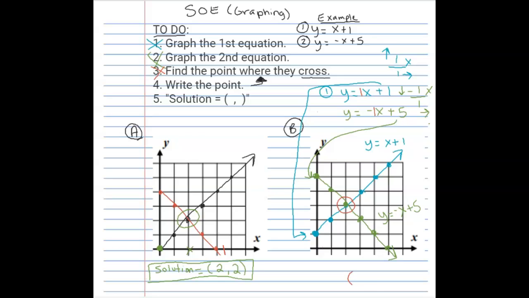So we're going to start at the origin. I'm going to go right 1, 2. Then I'm going to go up 1, 2, 3. That's our point. So you need to make sure that you can do step 5, and then that's it. If you need anything else, please let me know. I am here to help.